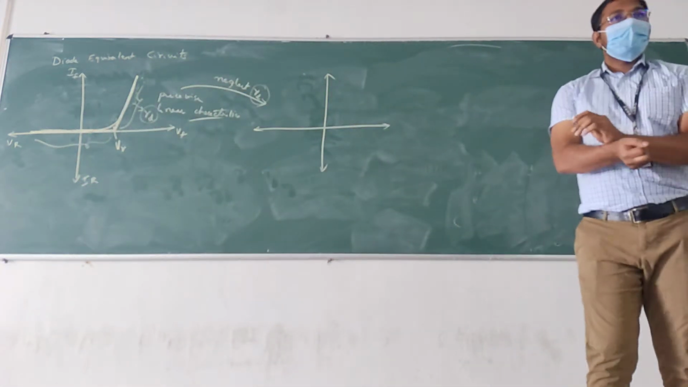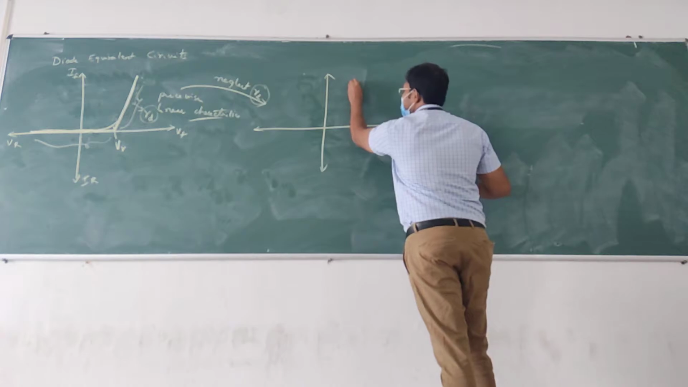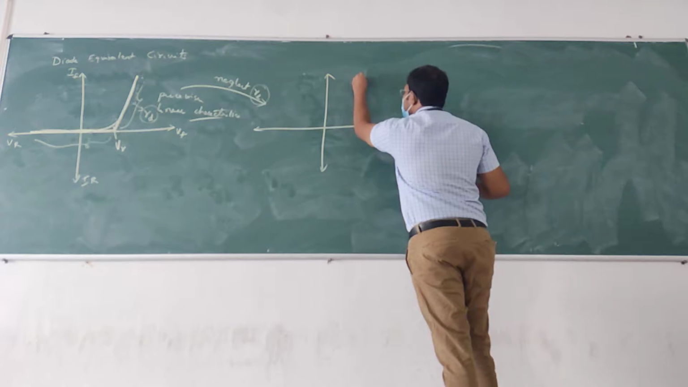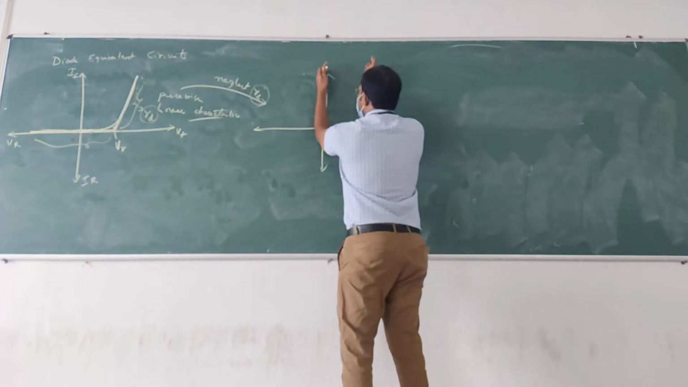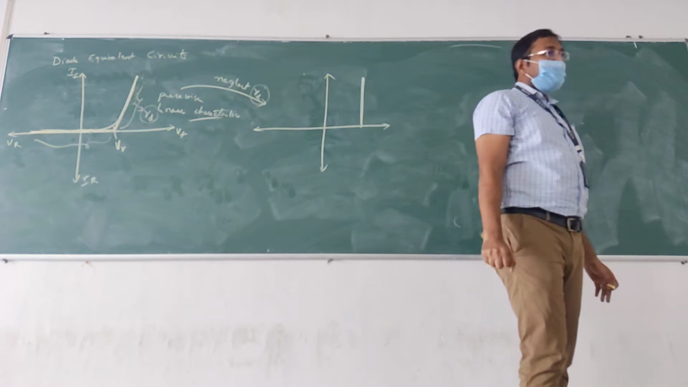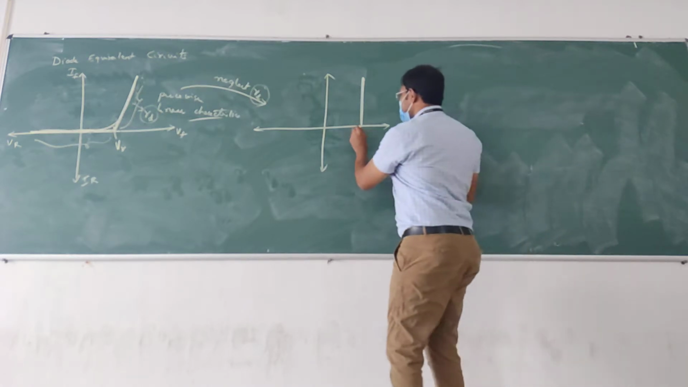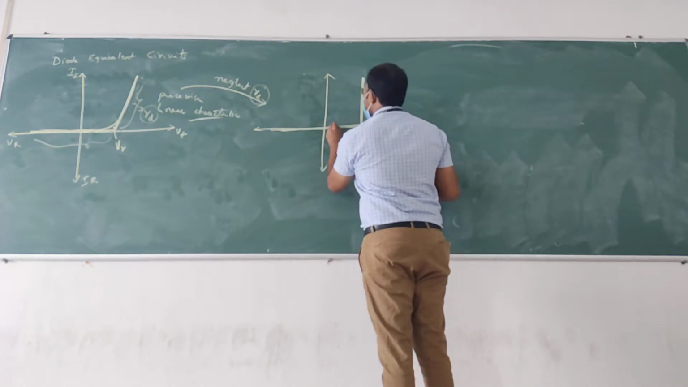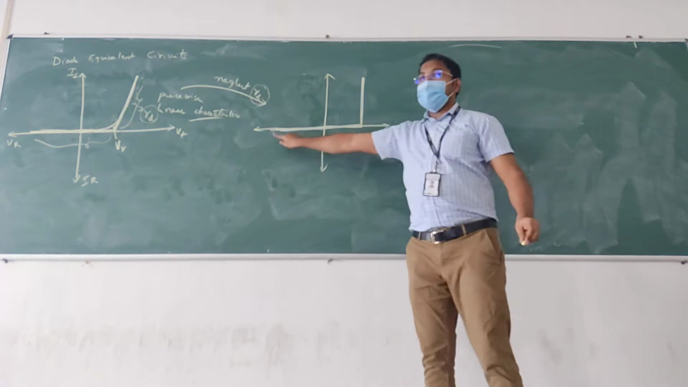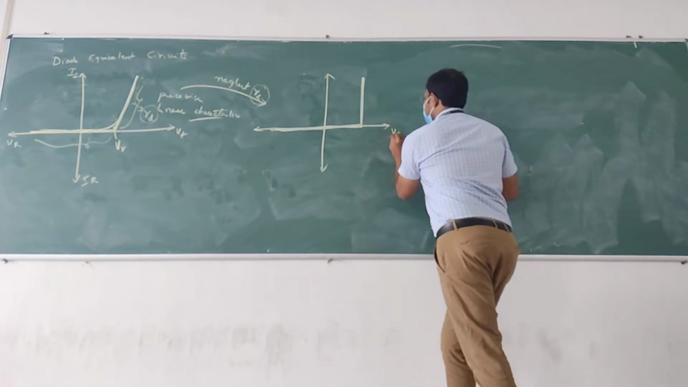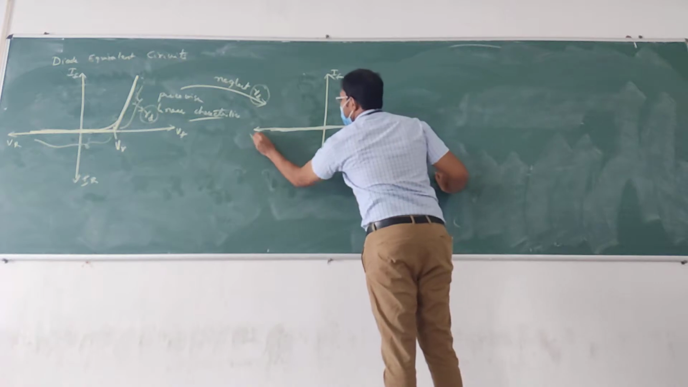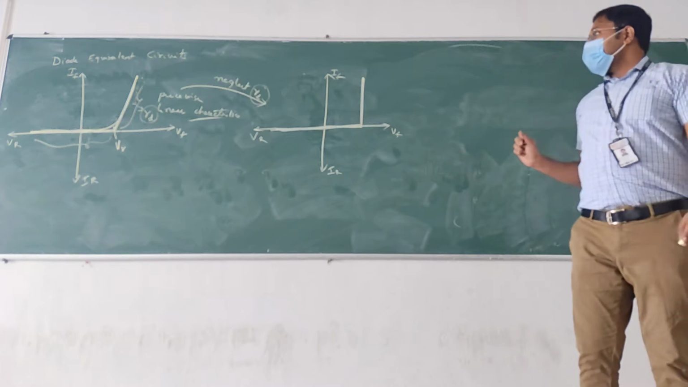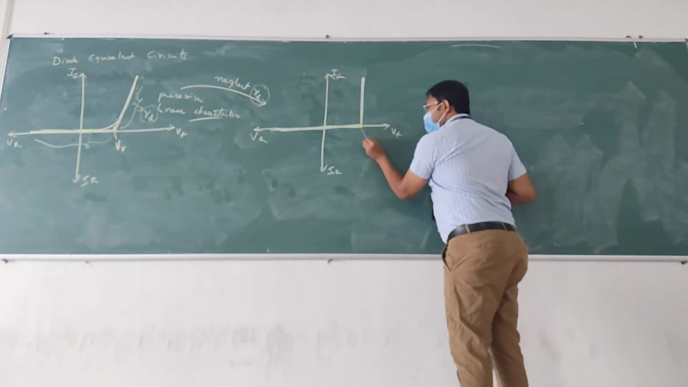Yes? Straight line. It will be a straight line parallel to the y-axis. So, you can draw like this. Parallel to the y-axis, and that is the only change. So this will be the characteristics. Same VF, IF, VR, IR. Clear?